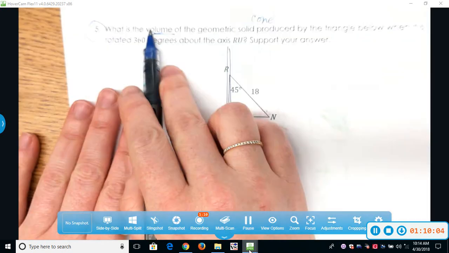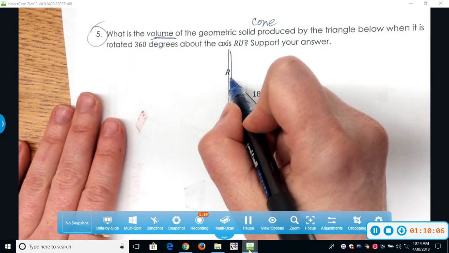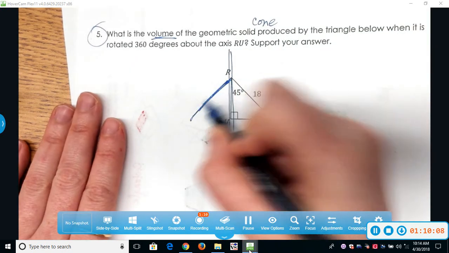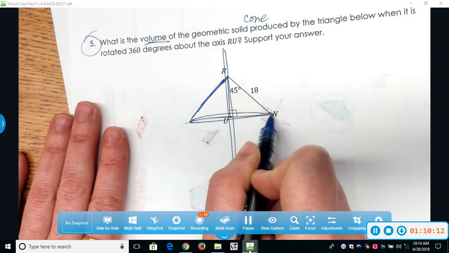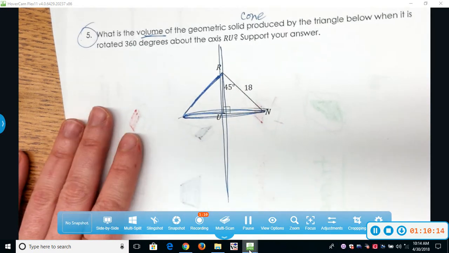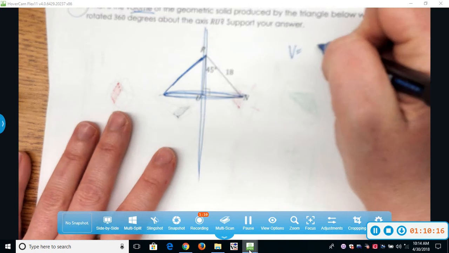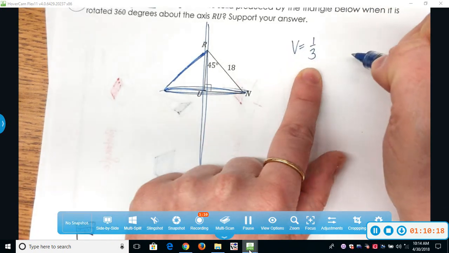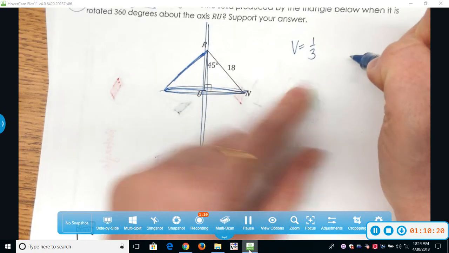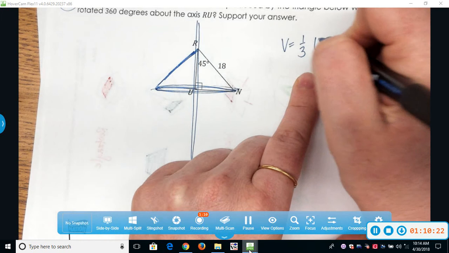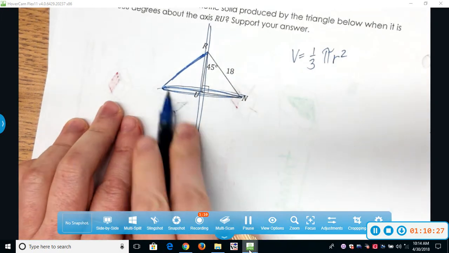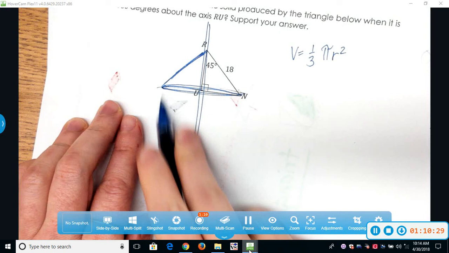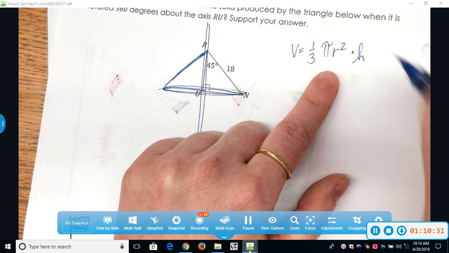And then they want the volume of it. Okay, so 3D, when I'm rotating it, I get a shape kind of like this. My volume equation for cones, there's that 1/3 because it gets skinnier, pi r squared, because it's a circle base, times the height.